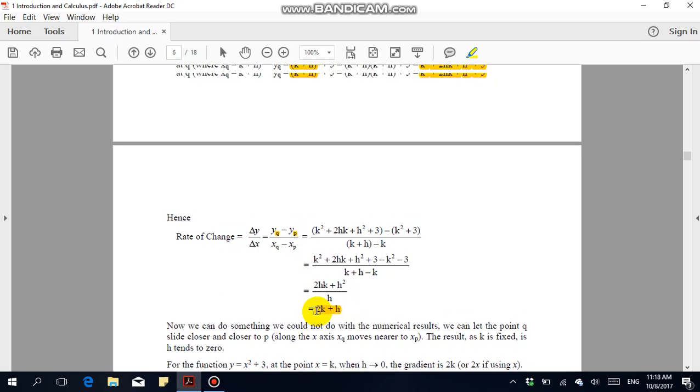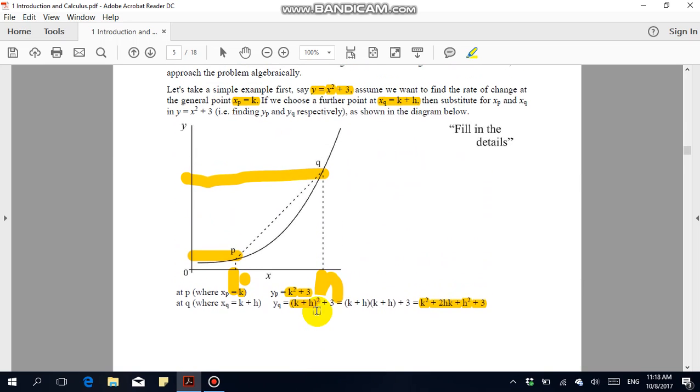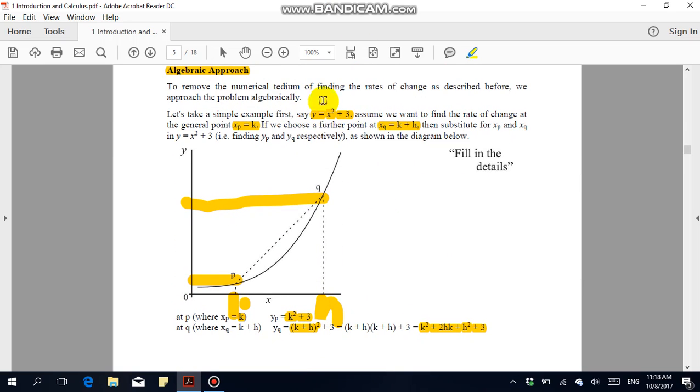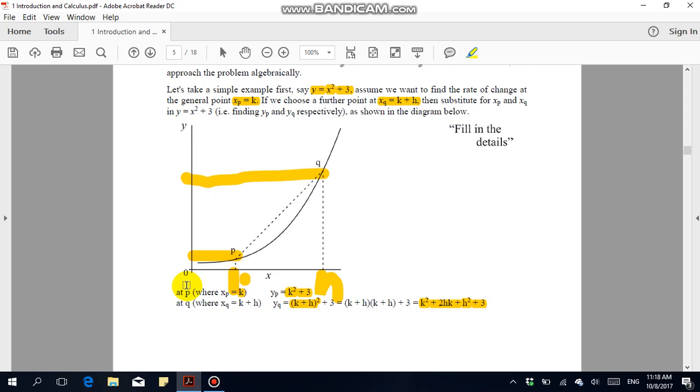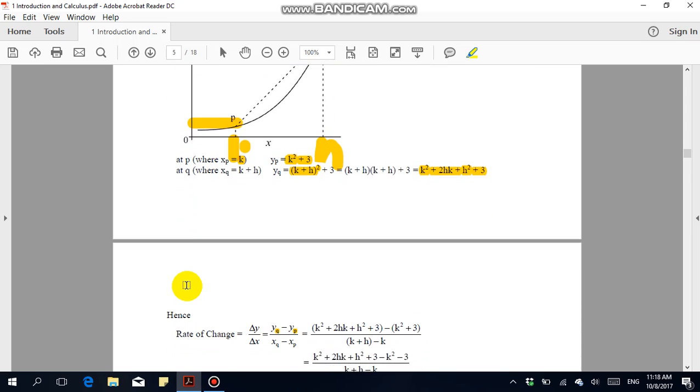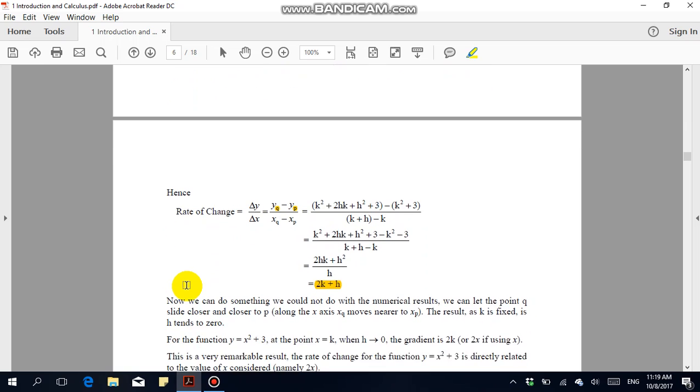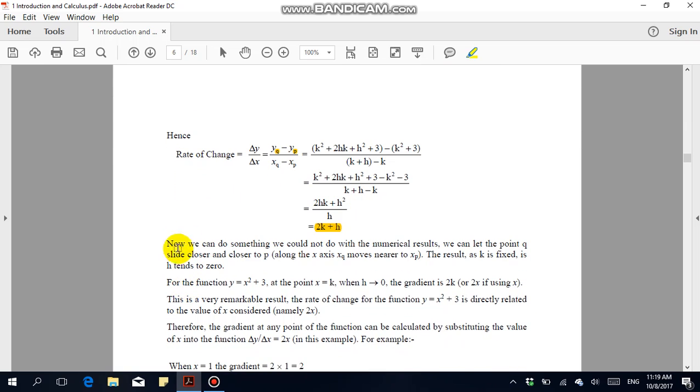So what he's trying to tell you is that for this equation, x squared plus 3, when you try to solve for the gradient by taking one value of x and then a slightly higher value of x, and then you take the corresponding values of y and put them into the gradient formula, what you're basically getting is this expression right here. And now he's saying we can do something we could not do with the numerical results. We can let the point q slide closer and closer to p along the x-axis, x_q moving near to x_p. The result k is fixed.